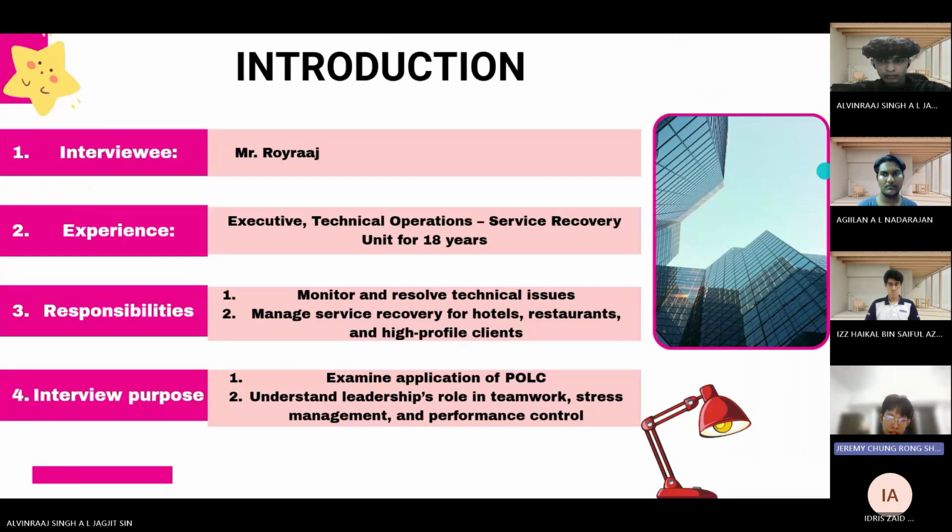Interview purpose is to examine the application of PLC that we're gonna explain later, and understand the leadership role in teamwork, stress management, and performance control. I'll pass it on to the next person.